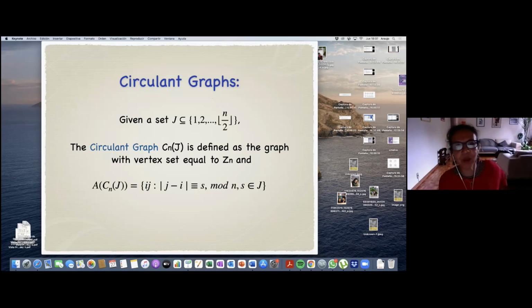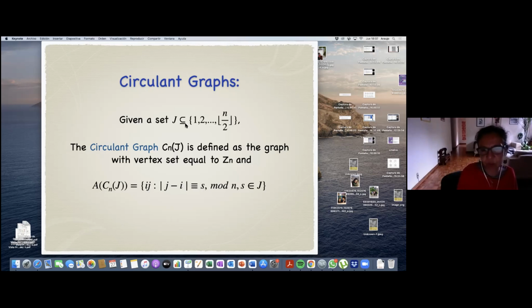I want to recall what is a circulant graph. Obviously, I know that you know, but you have a set, and a circulant graph is defined as a graph with vertex set equal to a group, and the edges are given by two pairs of elements of the group, if and only if the absolute value of their difference is equal to a number that belongs to this set.